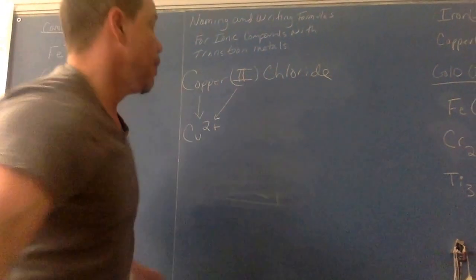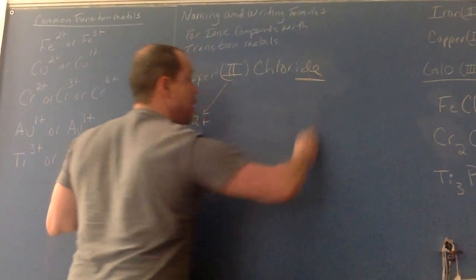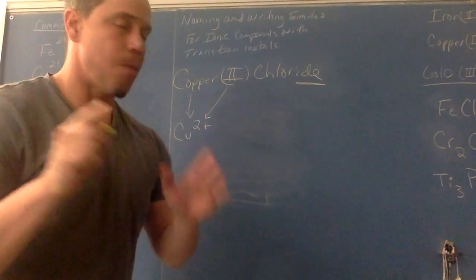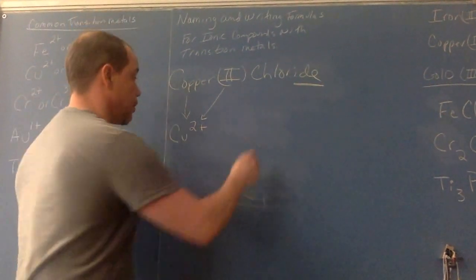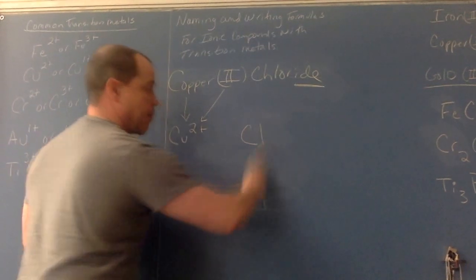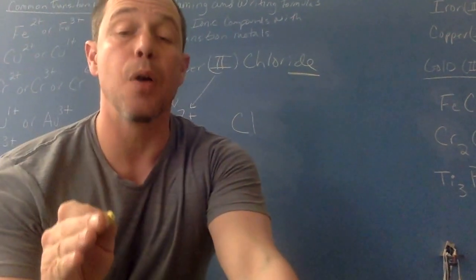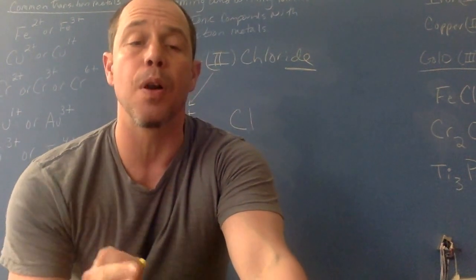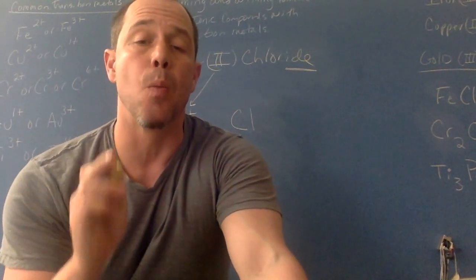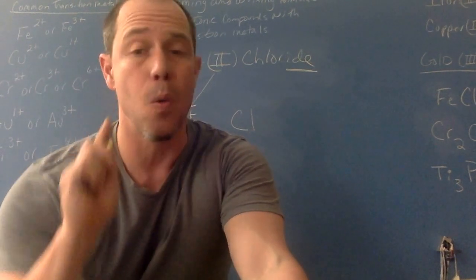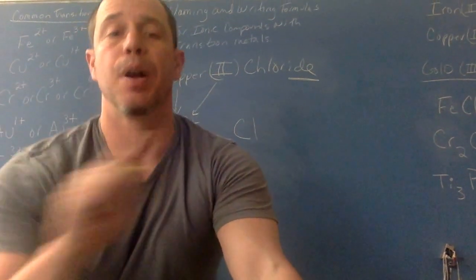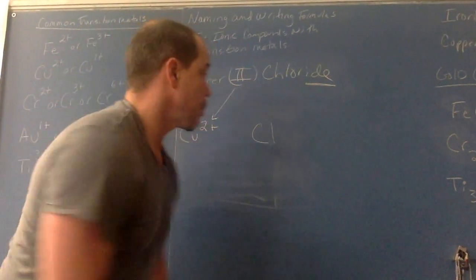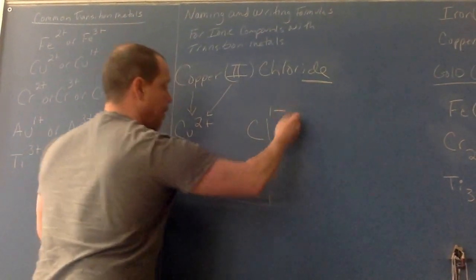So here we go. "Ide," periodic table, find it. It's Cl. Cl is a halogen in group 17. Remember that all of our group 17 elements will carry that 1- charge because it wants to take one more valence electron to become like a noble gas. So I'm going to put 1-.